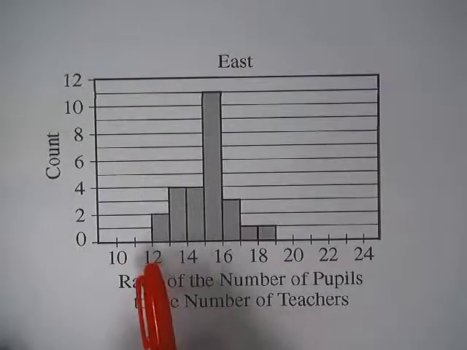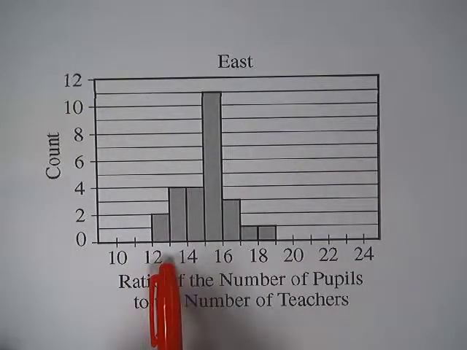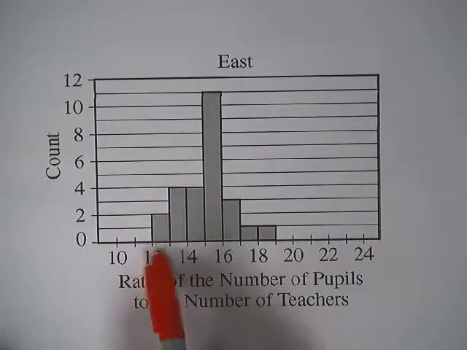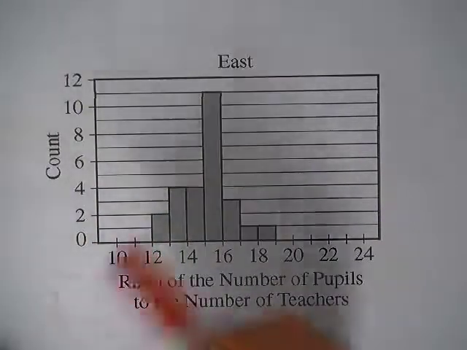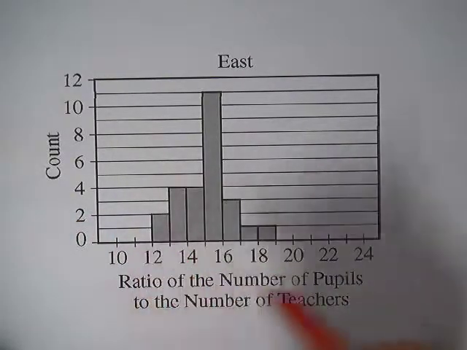In this histogram, the smallest value is in this 12 to less than 13 range. The only number from 12 to less than 13 is probably 12, so somewhere in that range, and that had a frequency of 2. So that means 2 states had that ratio.